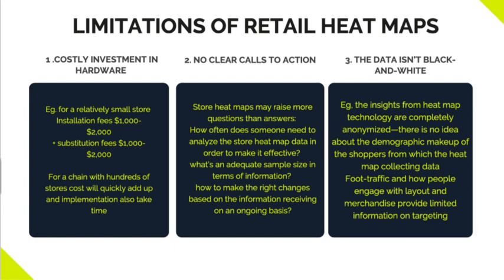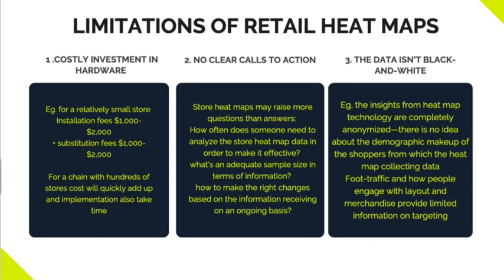For all of its potential benefits, there are also some limitations that make implementing and applying it complicated. The first limitation is costly in-store hardware. Most heat map providers don't list the pricing on their websites. RetailNext estimates that installation for a relatively small store would cost about $1,000 to $2,000, and that the annual subscription fees would be an additional $1,000 to $2,000 as well. In a chain with hundreds of stores, this would quickly add up, and the implementation will also take time.